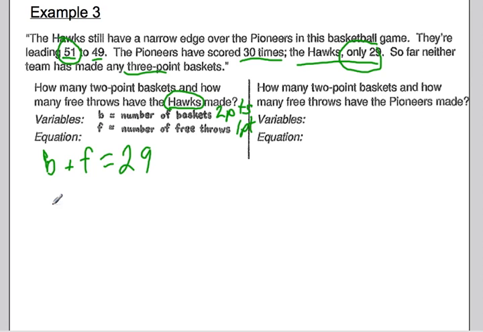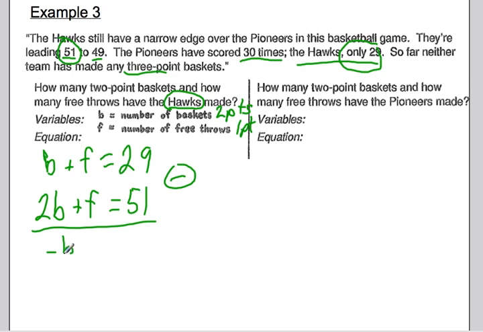So they get 2 points for each basket. So twice the number of baskets plus the number of free throws should be equal to their score, which is 51. Okay, so we get the first equation from the number of times they scored, and the second equation from the number of points they have, and the F's match here, they're both positive 1F. So we're going to subtract these equations. And subtracting, we're going to get negative B equals negative 22. So B equals 22. That's the number of baskets.